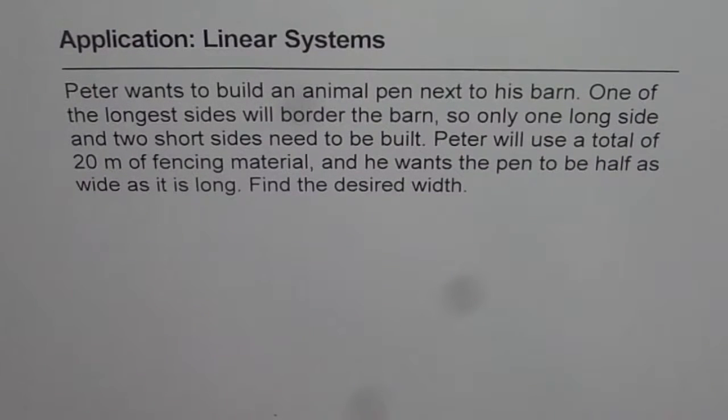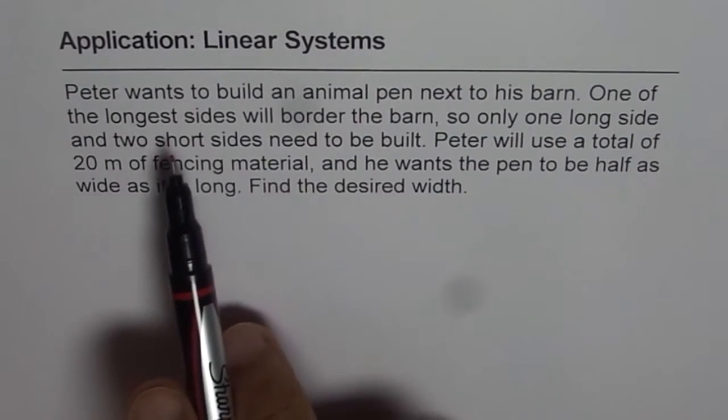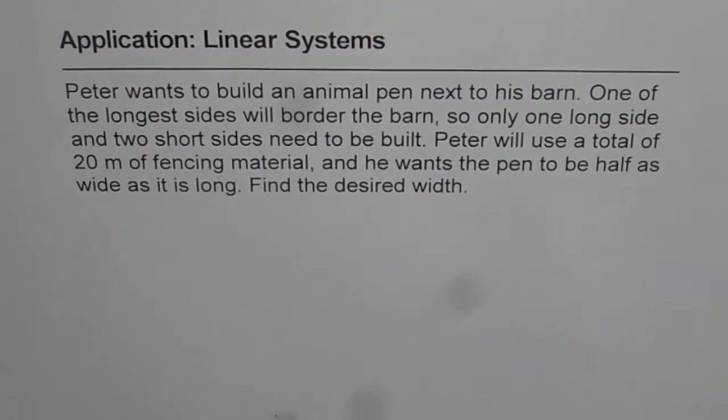I'm Anil Kumar, and here is an application question on linear systems. Peter wants to build an animal pen next to his barn. One of the longest sides will border the barn. So, only one long side and two short sides need to be built.